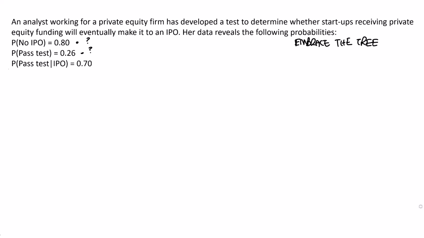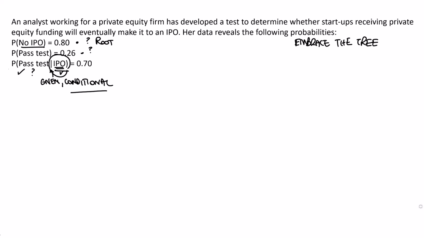Well, a clue comes from the third one. The probability of passing the test given. The straight line here means given. That means this is a conditional probability. This is the probability of passing the test given that we know there was an IPO. So this has already happened. What's the probability of this then happening? If this has already happened, if it is the second term in a conditional probability, that is going to be the root of my tree. Because I can start with that. And obviously, if I know no IPO, I know the probability of an IPO. I'm going to start with that as the root.